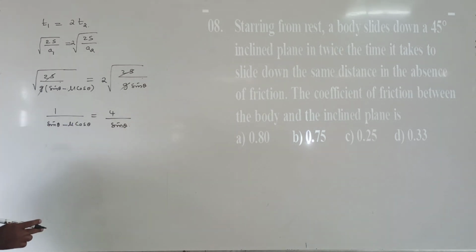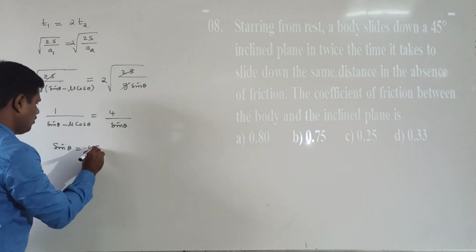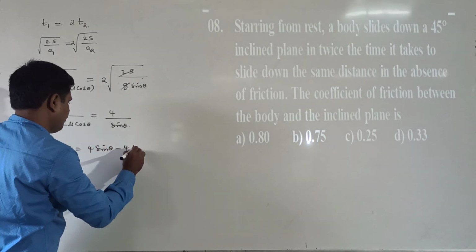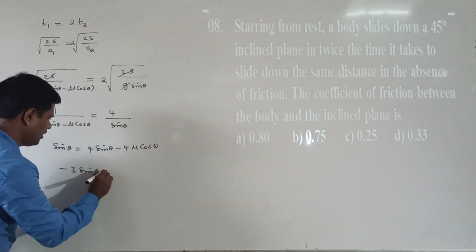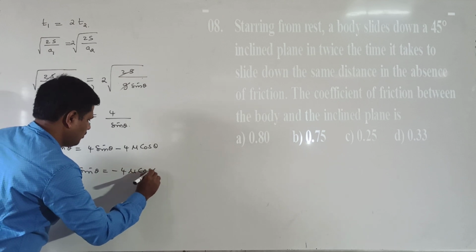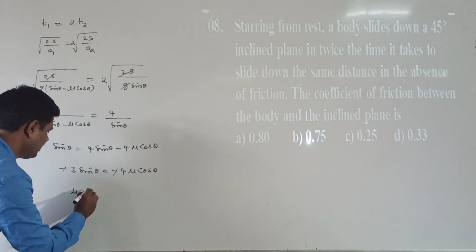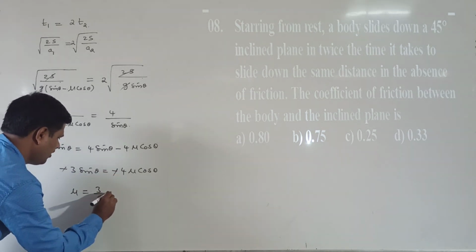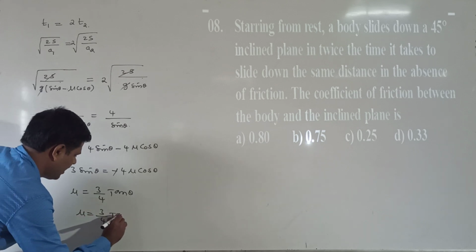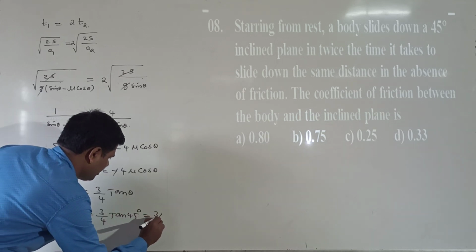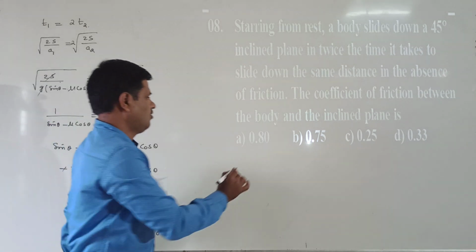Now when solving this equation, sin theta minus mu cos theta is 4 by sin theta. Now sin theta is equal to 4 sin theta minus 4 mu cos theta. From this we are getting minus 3 sin theta is equal to minus 4 mu cos theta. Minus cancelled, mu is equal to 3 by 4 tan theta. Now tan 45 is 1, so 3 by 4 into 1, this value is equal to 0.75. Now B option is correct.